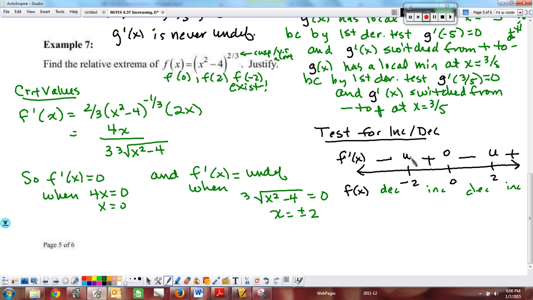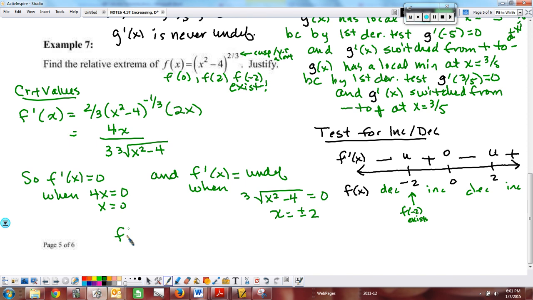Alright, now even though this was undefined, this is still a candidate for an extrema because f of negative 2 exists. It is an actual point on the graph, and it switched signs, so it is an extrema. If f of negative 2 had not existed, it would not have been a local extrema. It would not have even been a critical value. But it existed, so it is a critical value. So our answer here, we actually switch all 3 times.